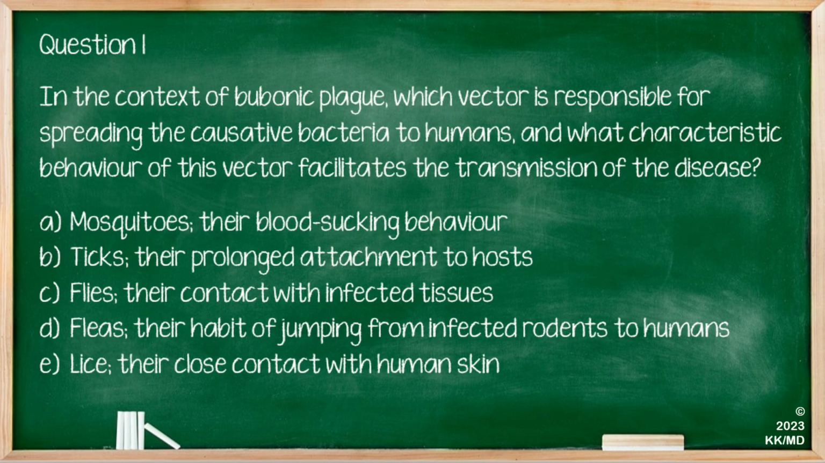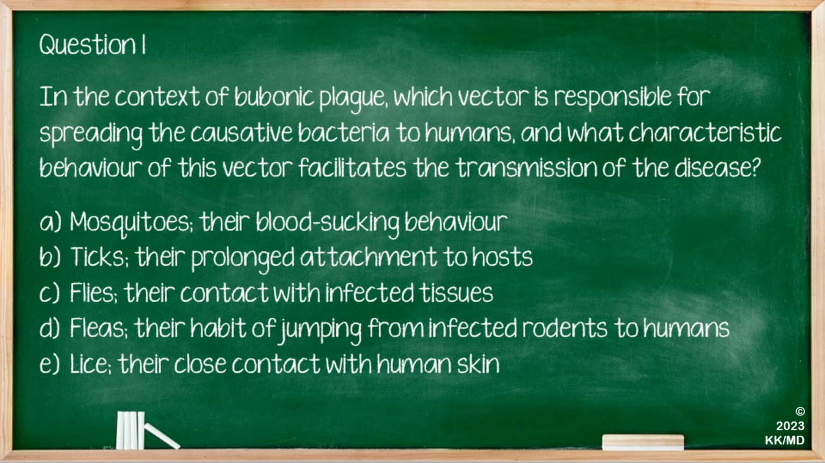Let's do some questions. In the context of a bubonic plague, which vector is responsible for spreading the causative bacteria to humans, and what characteristic behavior of this vector facilitates the transmission of the disease? A. Mosquitoes with their blood-sucking behavior. B. Ticks with their prolonged attachment to hosts. C. Fleas with their contact with infected tissue. D. Fleas with their habit of jumping from infected rodent to humans. E. Lice with their close contact with human skin.